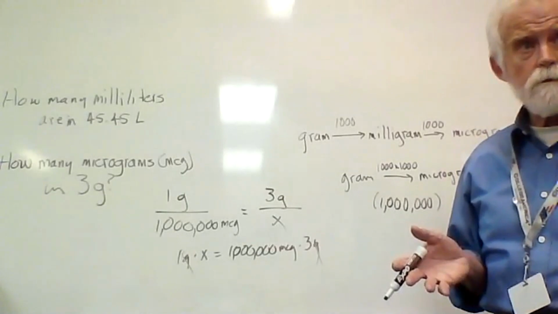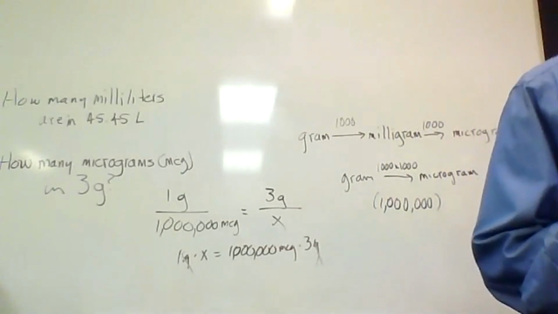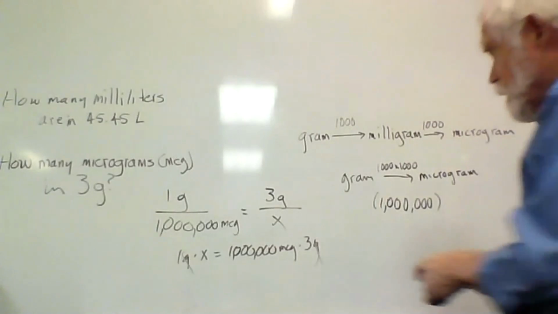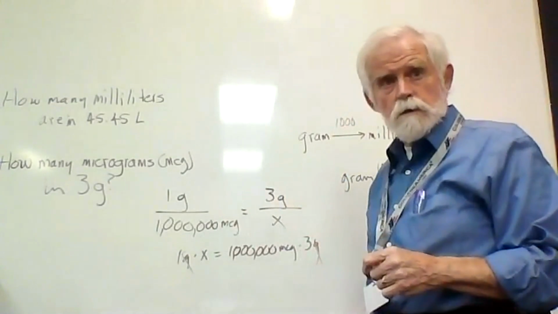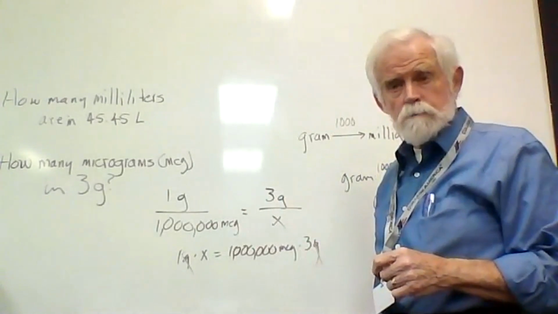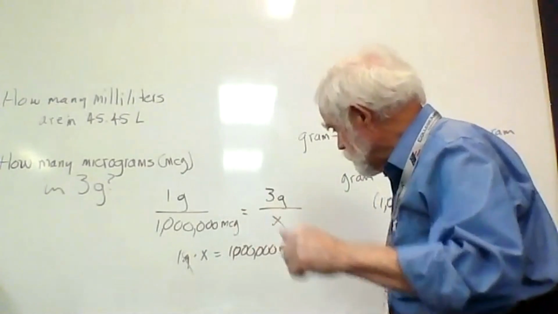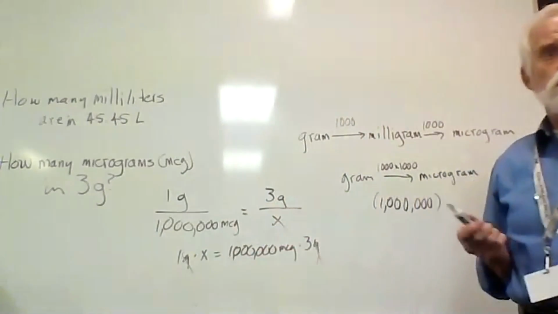Make sense? Okay, I got as far as you're setting it up, but how did you get that last part? We cross multiplied, same as for anything else. Okay, I see now. So now we have X equals 1 million micrograms times 3, or 3 million micrograms.